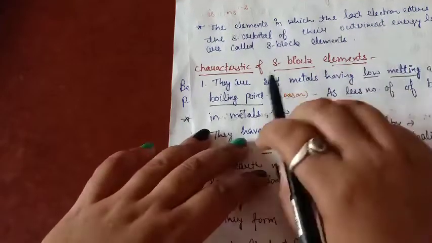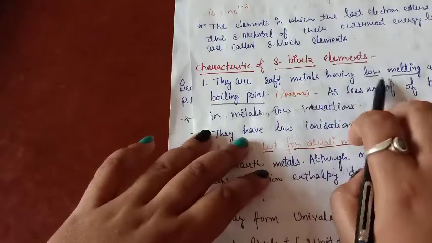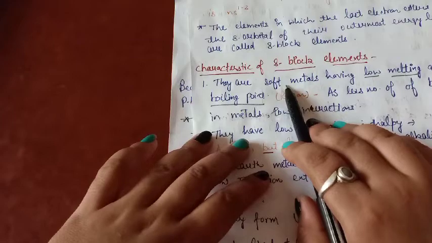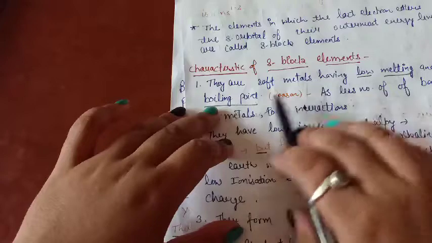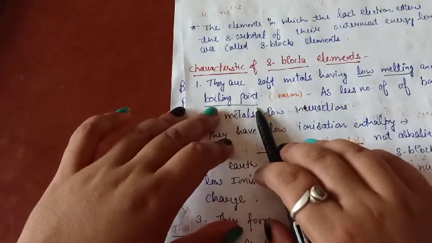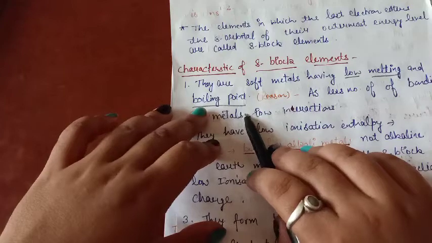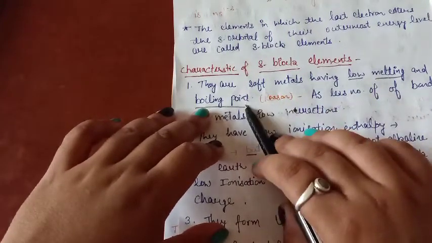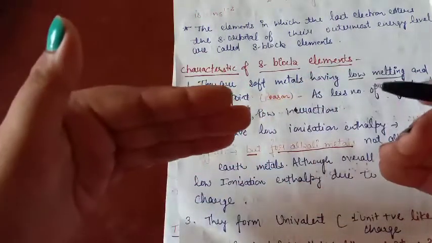Okay, so the first characteristic here: they are soft metals having low melting and boiling point. It should be clear to you that these should be soft, having a low melting and boiling point. What is the reason to have a low melting and boiling point here? It depends upon the force of attraction, the strength of the bonds which are present between the metals.